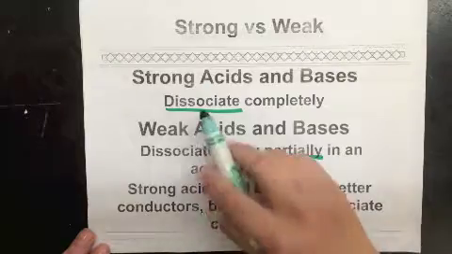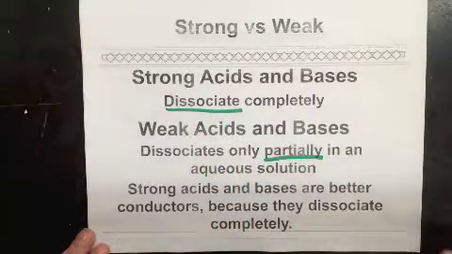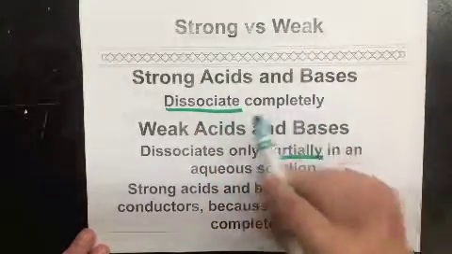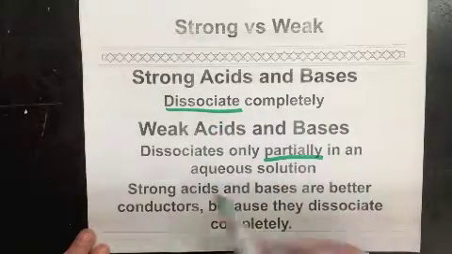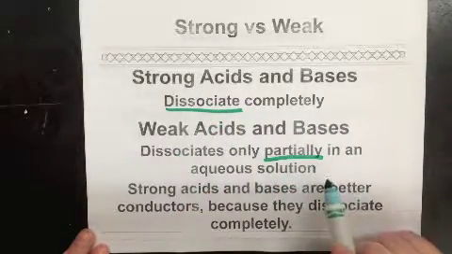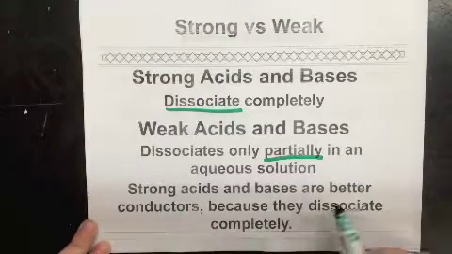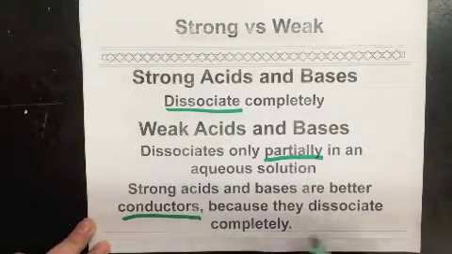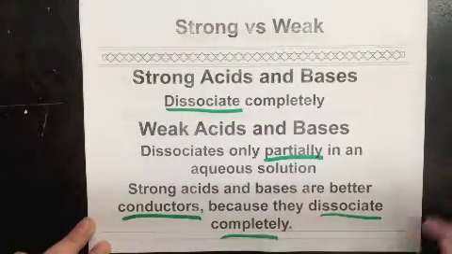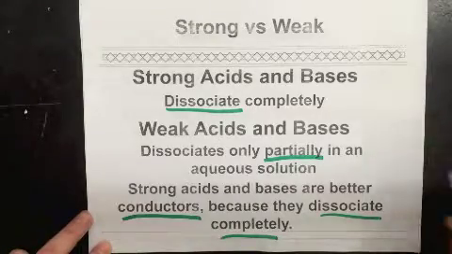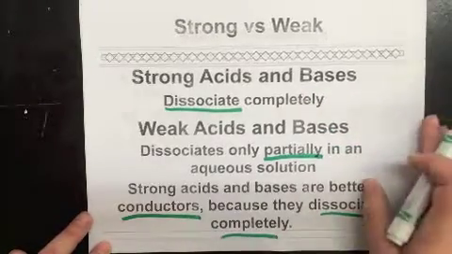So it all comes from this word dissociate, which means to break down into its ions. Strong acids and bases completely break down into ions, whereas the weak ones only partially do that. So strong acids and bases are better conductors because they dissociate completely. So they're able to produce electricity stronger than your weak ones are.